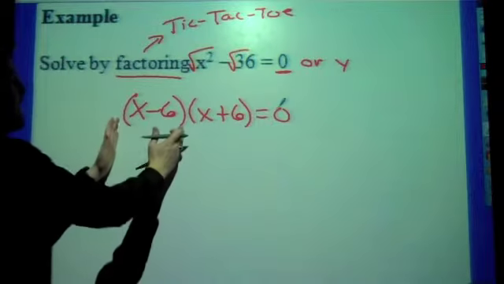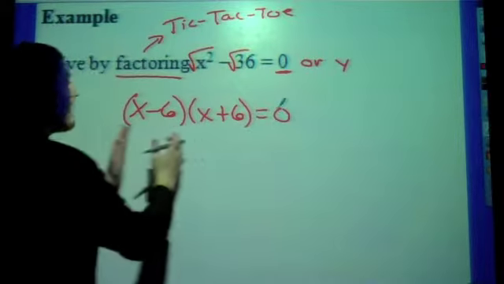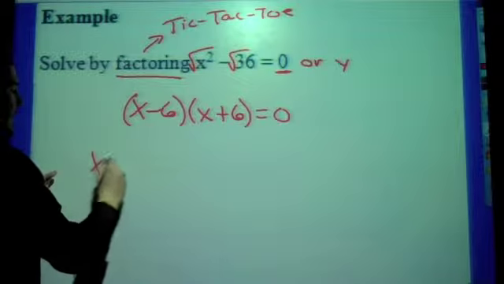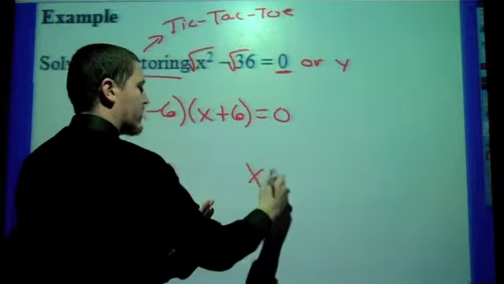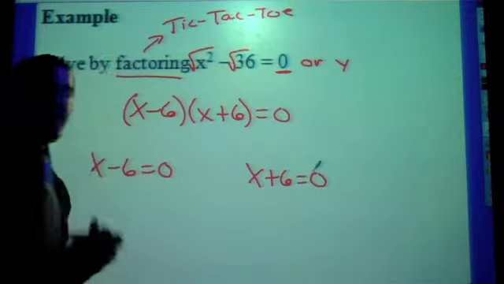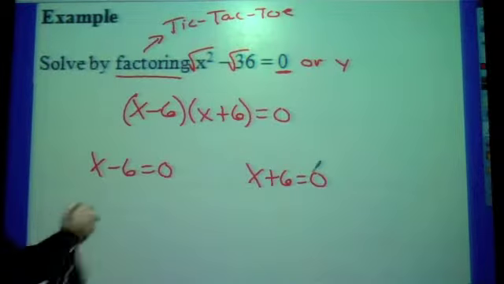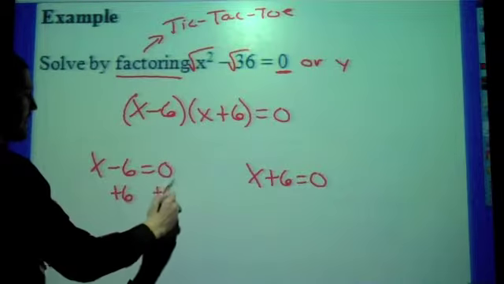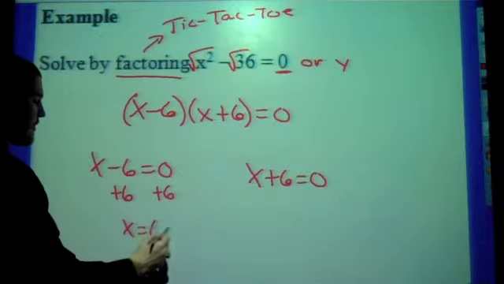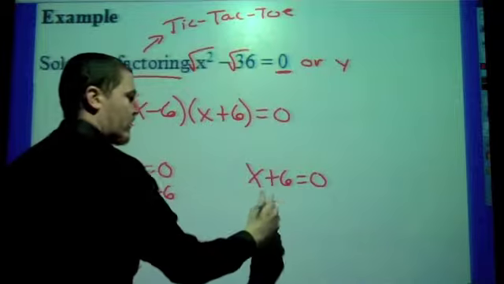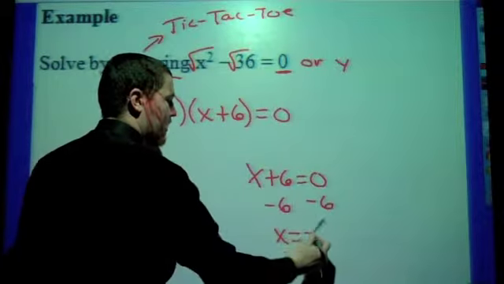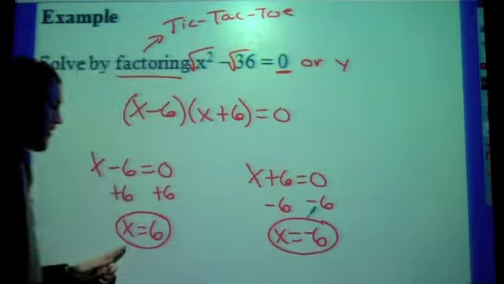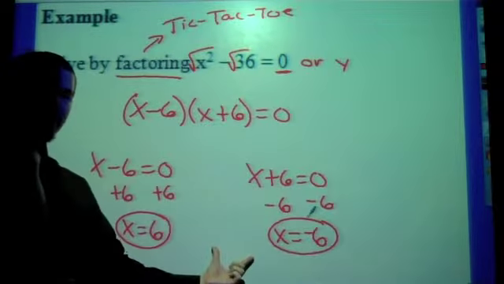So what you do is break it down into your two factors, and then take each factor, x minus 6, make it equal 0. Take the other factor, x plus 6, make it equal 0, and solve each one for x. I'm going to add 6 to both sides. X equals 6. Over here I'm going to subtract 6 from both sides. X equals negative 6.